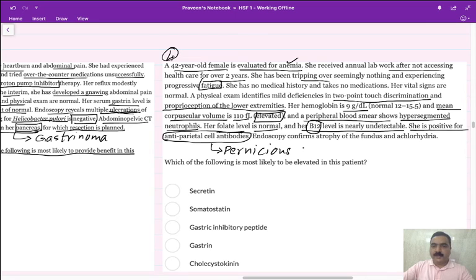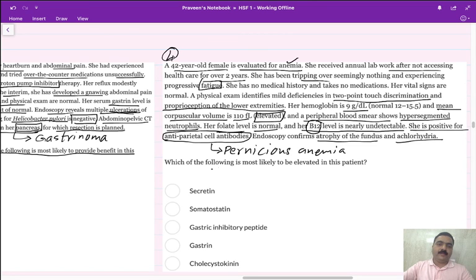Pernicious anemia. Okay, endoscopy confirms atrophy of the fundus and achlorhydria. So these are the two major things produced from the parietal cell. What are they? One is the hydrochloric acid. So what happens to the hydrochloric acid? HCl is reduced over here. And what happens to the intrinsic factor? You don't have the intrinsic factor. That is why the B12 is not able to be absorbed.